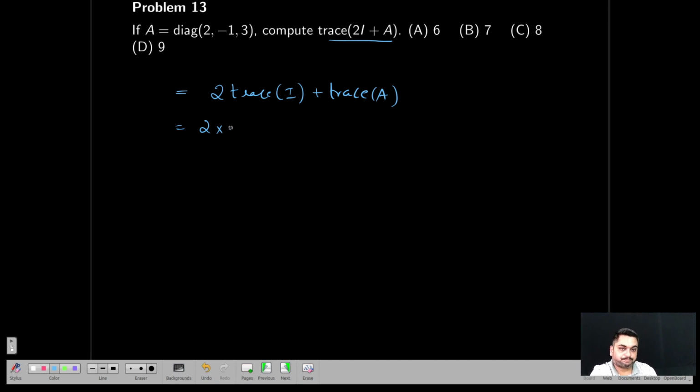Now, trace of I means identity matrix, so it will be 3. The identity matrix of 3 cross 3 is 1 0 0, 0 1 0, 0 0 1. The trace of this will be the sum of diagonal elements, that is 3, plus trace of A. Trace of A means the sum of all the diagonal elements, 6.